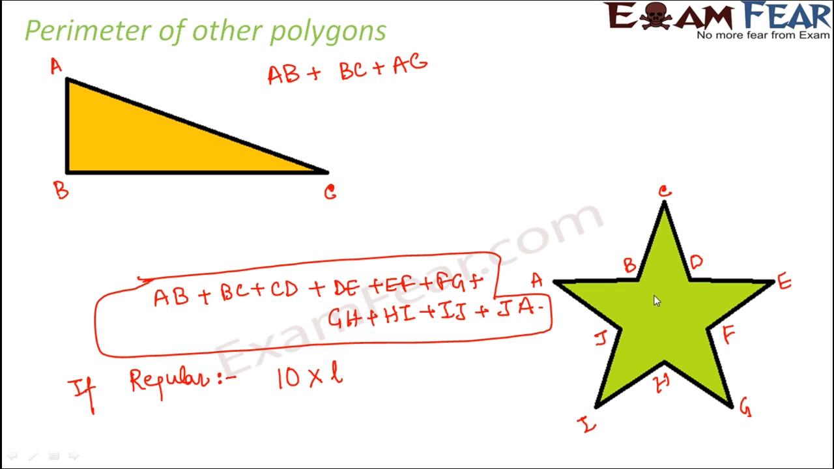But as long as that is not given, what we will do, we will just add up all the lengths of the line segments. So doesn't matter how the picture looks like, whenever you have to find out perimeter of a figure, you just need to find out the total length of the boundary.